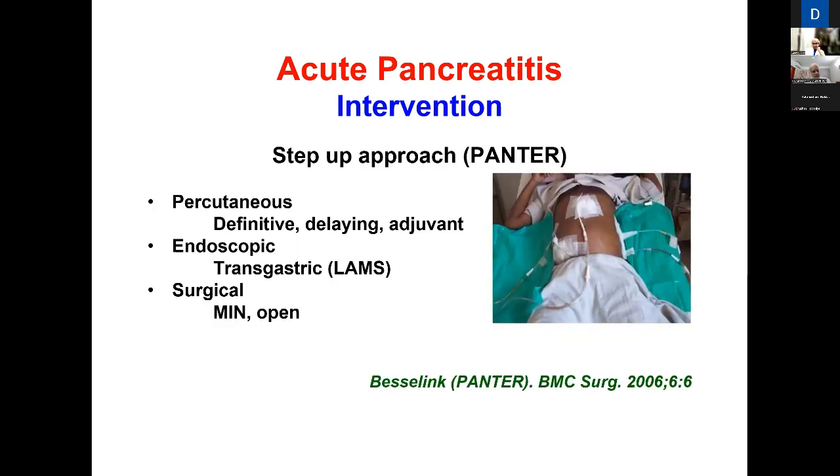Now, the standard management of necrotizing acute pancreatitis today is what is known as a step-up approach. It starts with percutaneous intervention, which in some cases could be definitive. But the most important role is to delay surgical intervention, as we would discuss, to a later period, and sometimes to handle post-surgical residual collections. There is a greater role today of endoscopic transgastric intervention using lumen opposing metal stents, which will be discussed tomorrow. And finally, surgical intervention, which could be minimally invasive or open laparotomy approach.